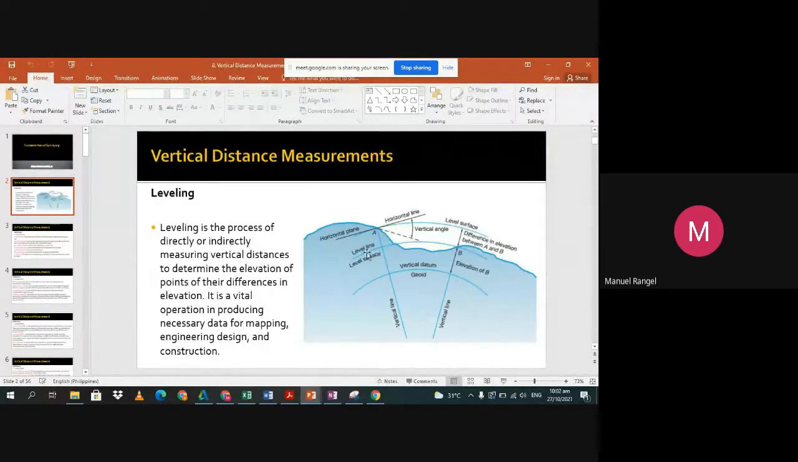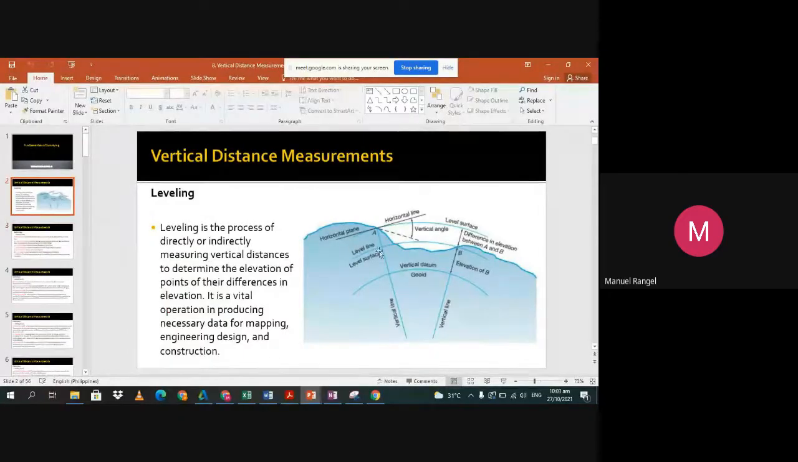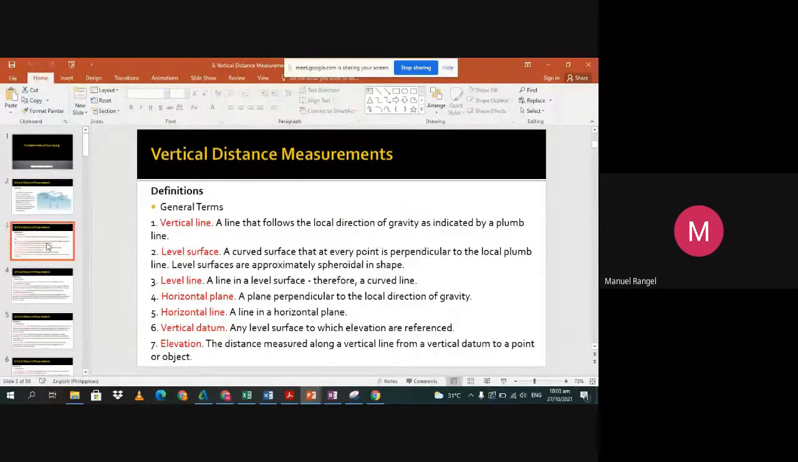But for short distances, it is treated as a horizontal plane. Then we have the level line, a line in a level surface, therefore a curved line. So this is the level line on the level surface.